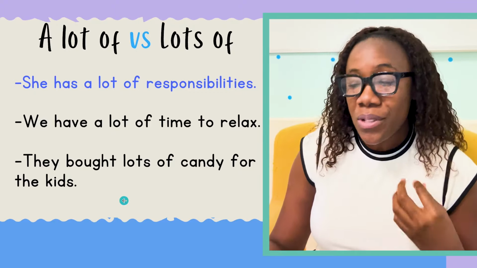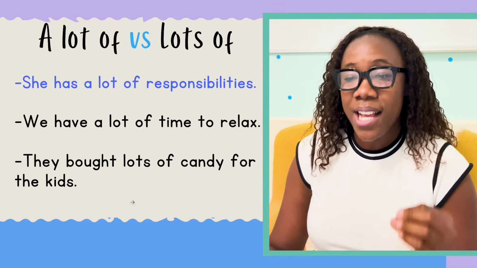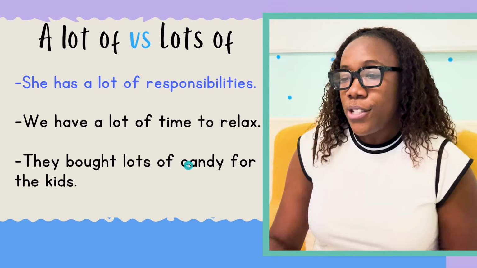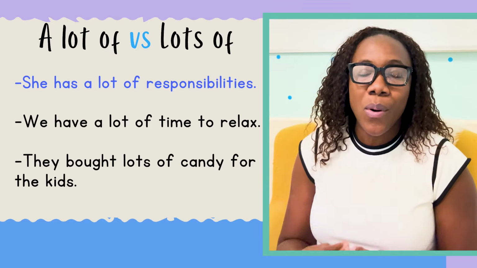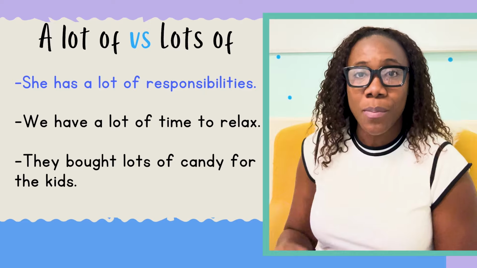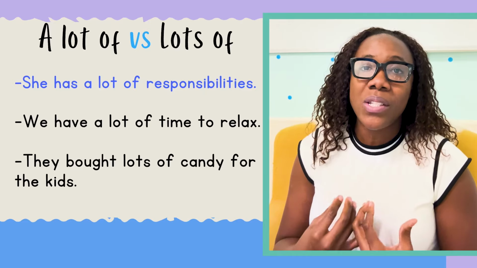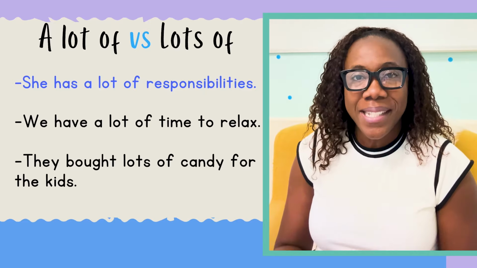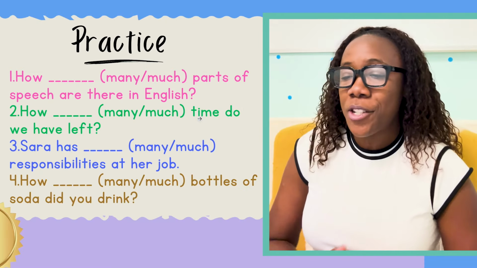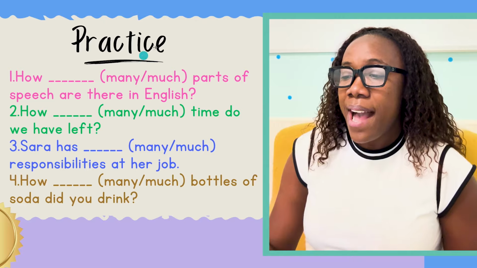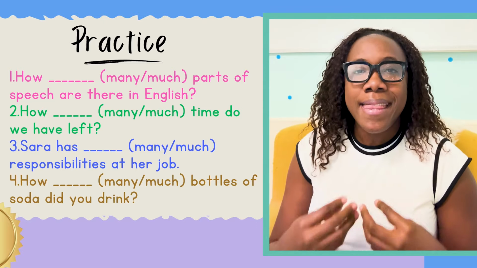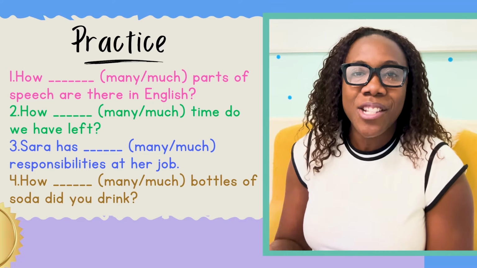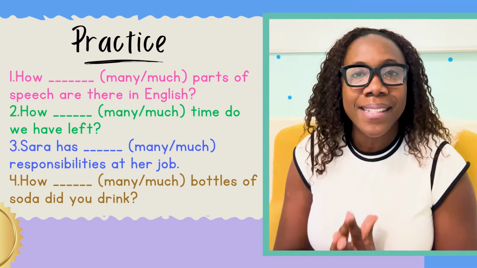The third example says they bought lots of candy for the kids. So a lot of and lots of are interchangeable, and they can be used with both countable and uncountable nouns. They're also mostly used in affirmative sentences. All right, so now it's time for some practice. I want you to pause this video, write your answers down, and then resume the video and check to see if you have the correct answers.